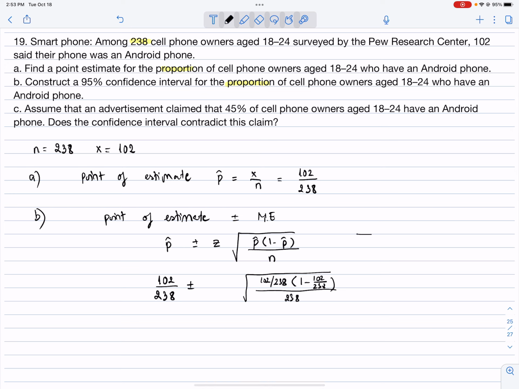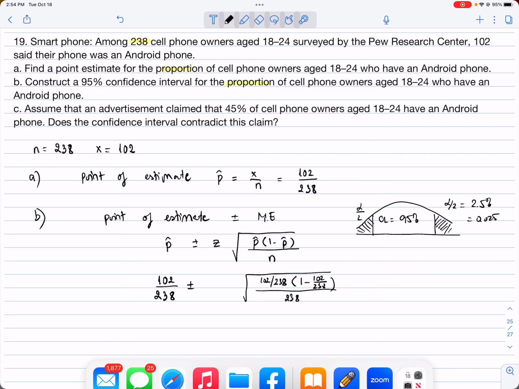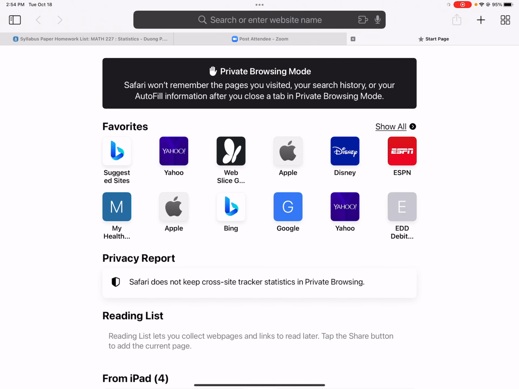And we need to find z from the confidence level. The confidence level that we have is 95%. We are using the z table, so the confidence level is in the middle. The leftover is called alpha, and we have alpha divided by 2 because we have a left tail and a right tail, so the notation is alpha divided by 2, and that is 2.5%, and that is 0.025.